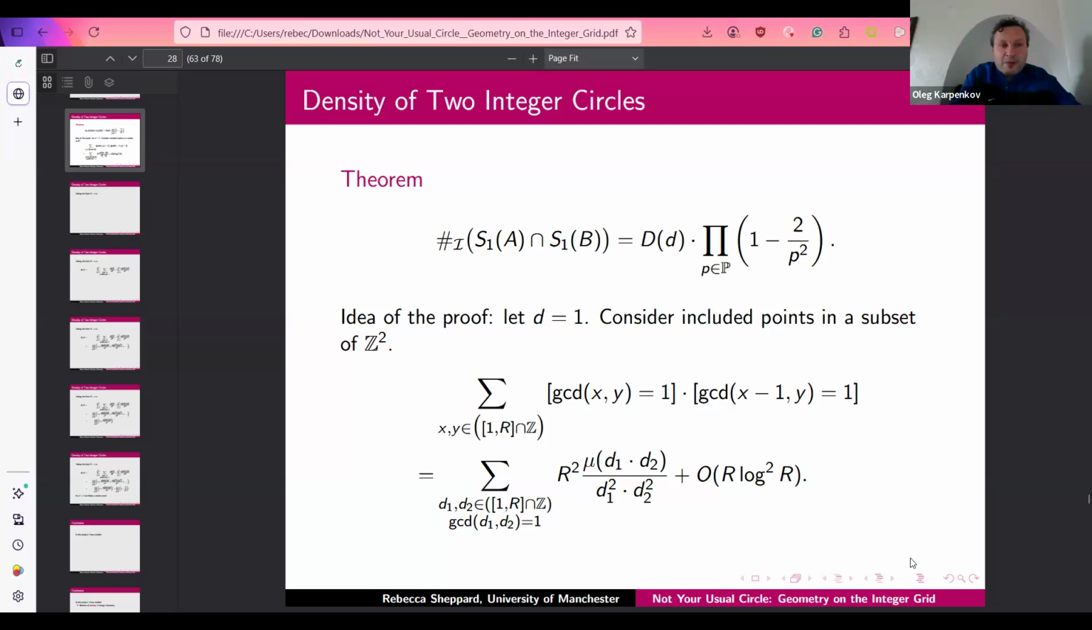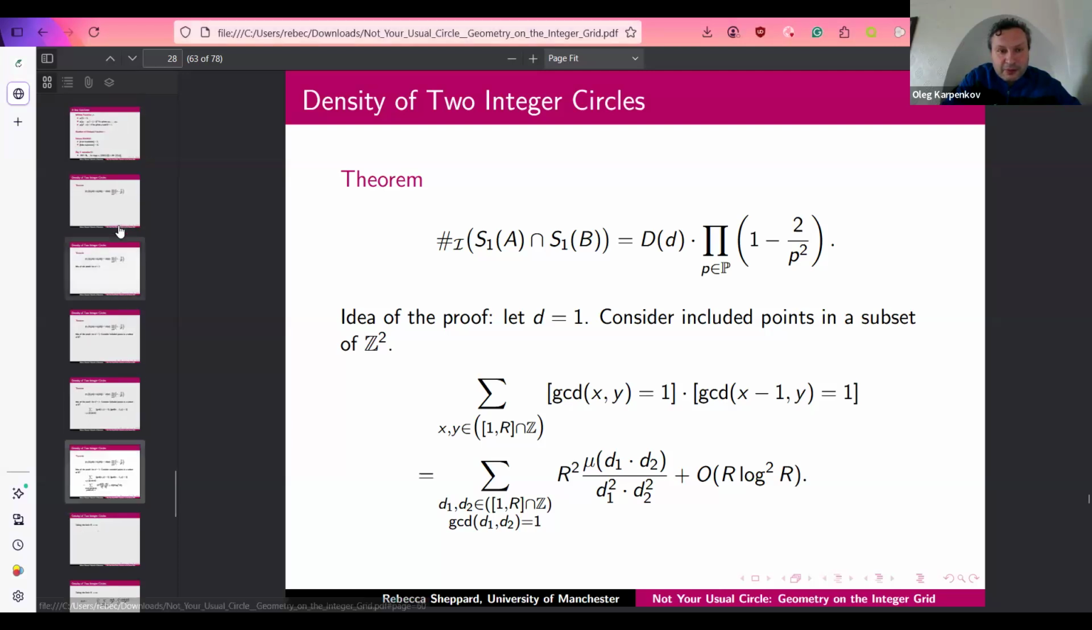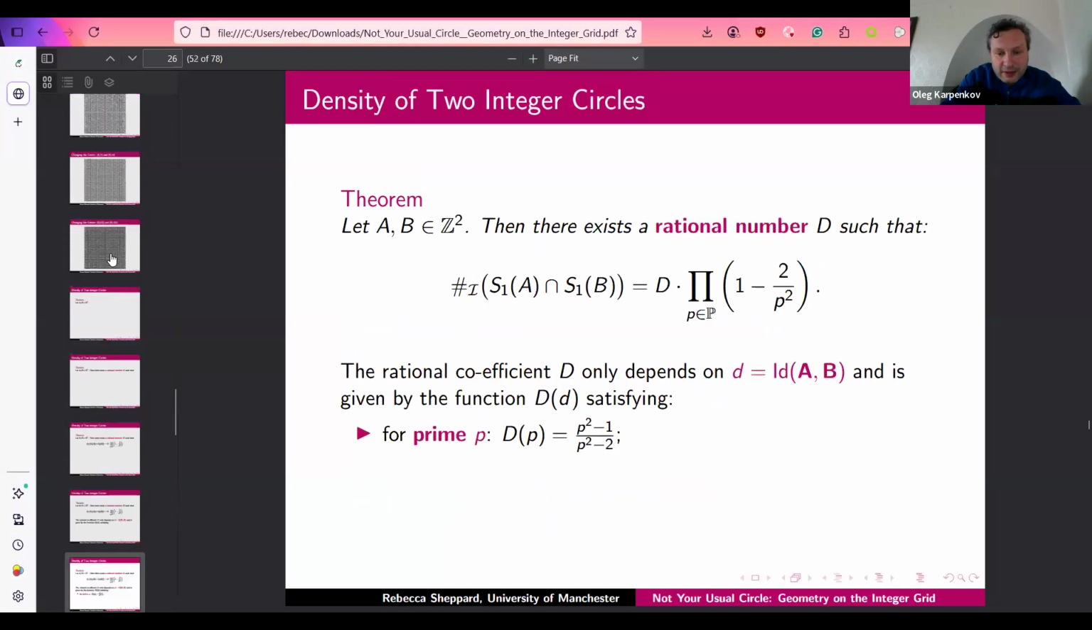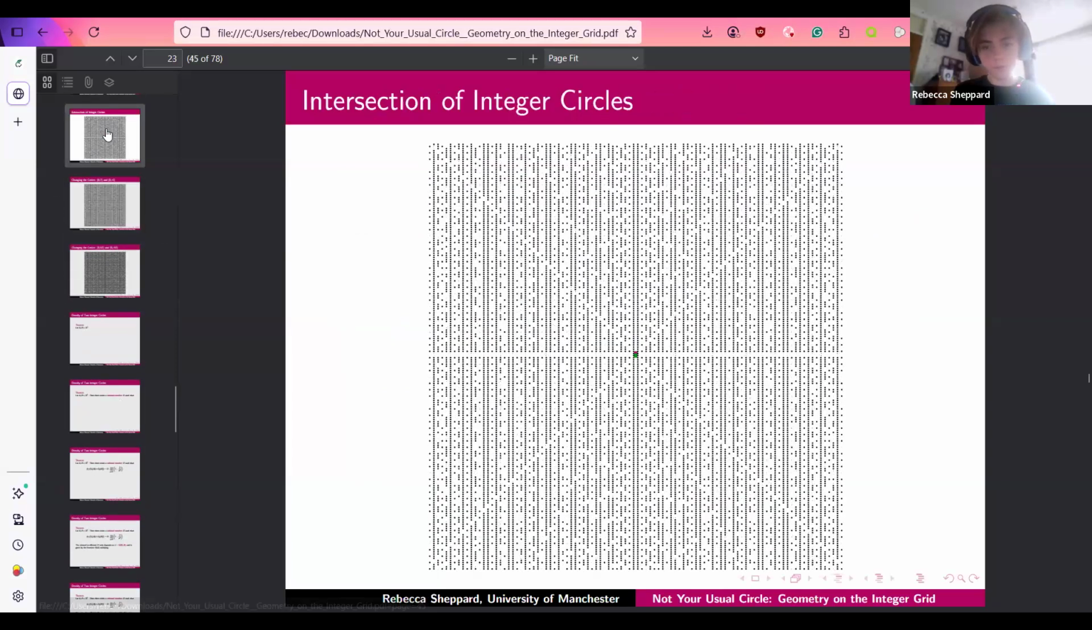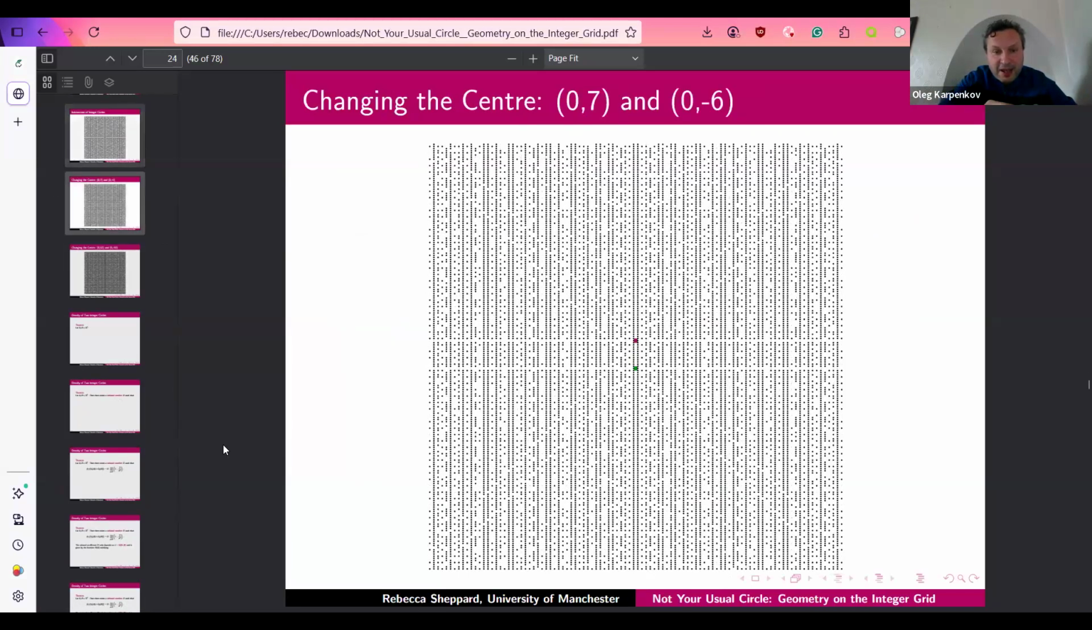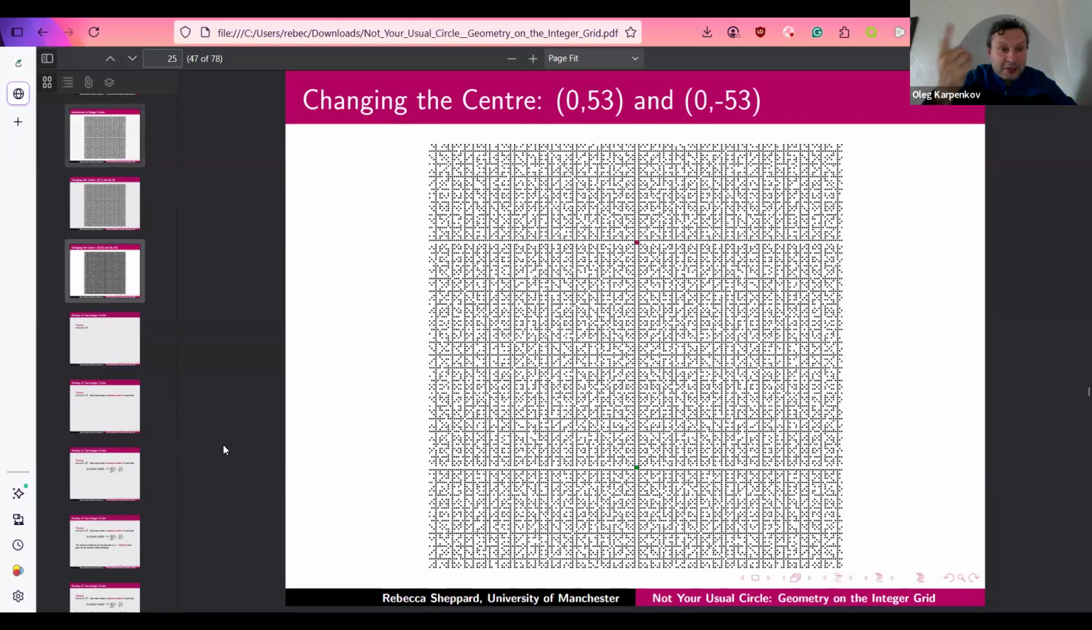So maybe could you show one more time the pictures of the intersection of circles? Yes, this one. Just what I want to say is that the densities of these points, this next one and next one, are the same up to some rational constant. So it's quite surprising, isn't it?